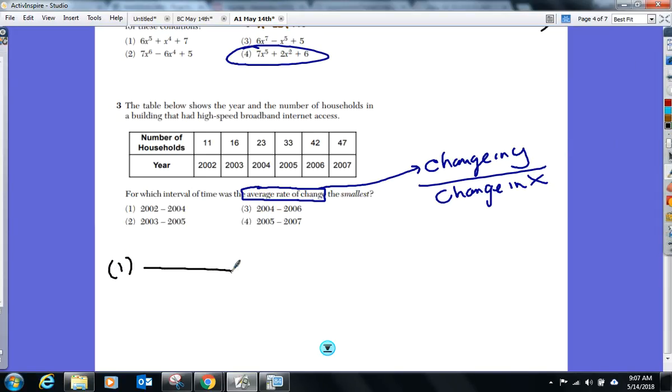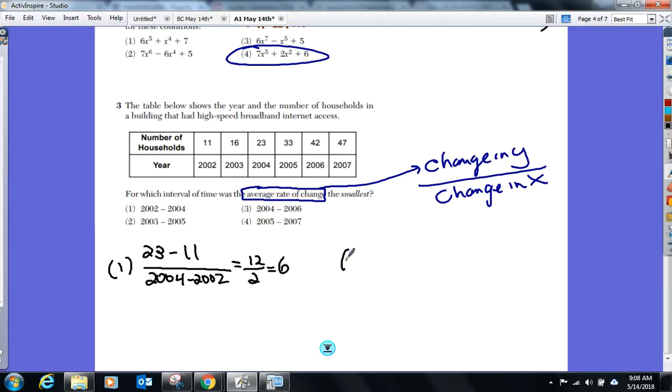They're giving me the years, all right, which is our x values. So 2004 minus 2002 on the bottom. Those are my x values. Who just went? Number 7. Who's got 7? Okay. What's the y value that corresponds with 2004 according to the table? 23 minus the corresponding y value for 2002? 11. You guys can calculate that. That's 12 over 2. So the average rate of change for this one's going to be 6.